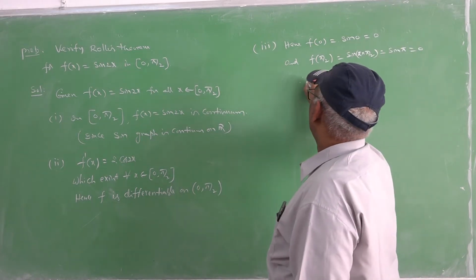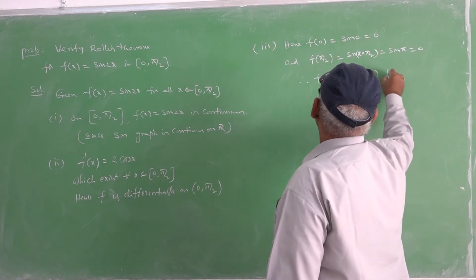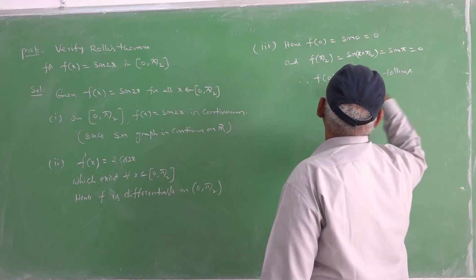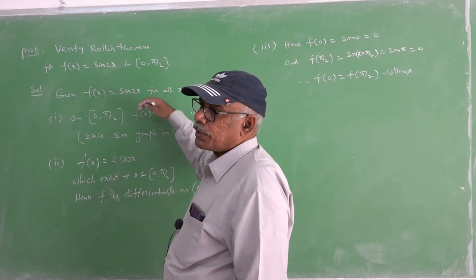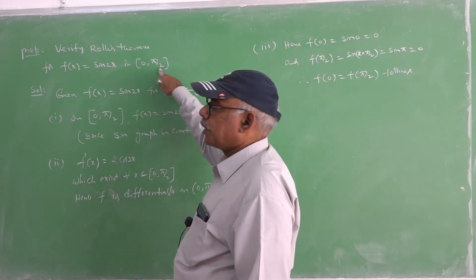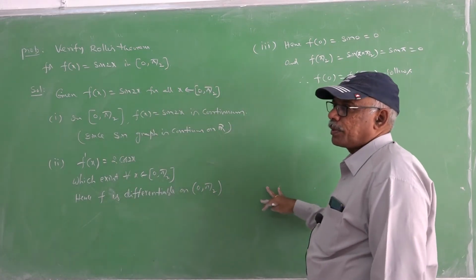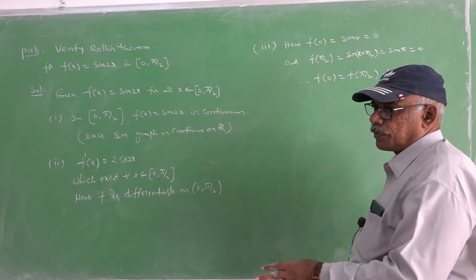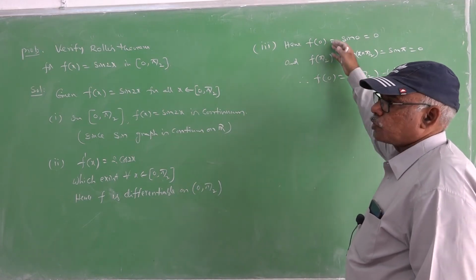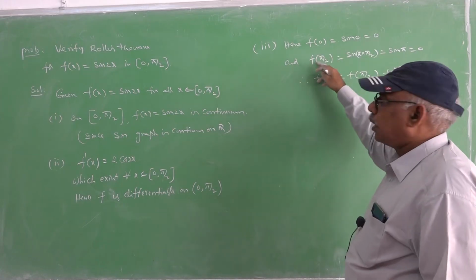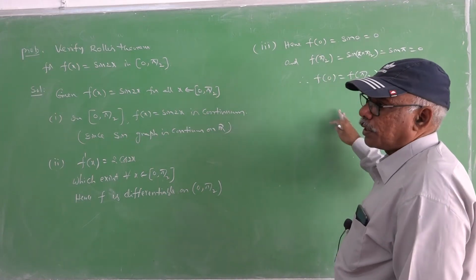So therefore, f of 0 equal to f of pi by 2 follows. The third condition of Rolle's theorem also follows. The given function sine 2x is continuous over this interval and differentiable over the open interval 0 to pi by 2. The first two conditions of Rolle's theorem are valid, and moreover the third condition is also valid, because f of 0 is 0, f of pi by 2 is also 0. So the third condition also follows.